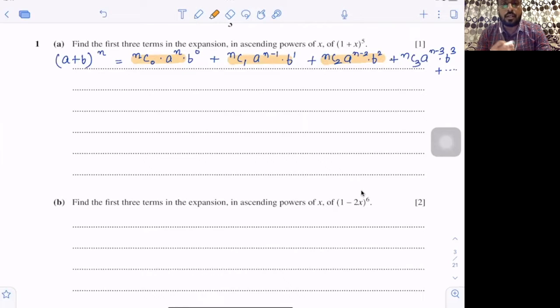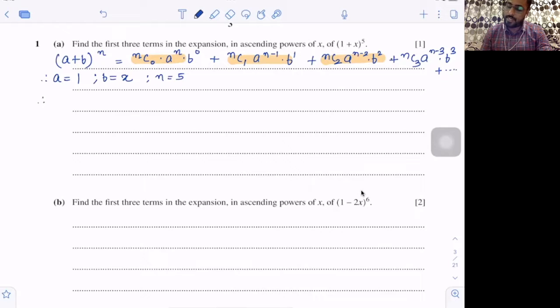Now, in my question, if I compare 1 plus x to the power 5 with a plus b raised to n, can you figure out what's the value of a? So a is 1. What about the value of b? The value of b is x. And students, the value of n is 5, right? So I just want to plug these values of a, b, and n into the expansion, and that too only in the first three terms, because the question demands only the first three terms.